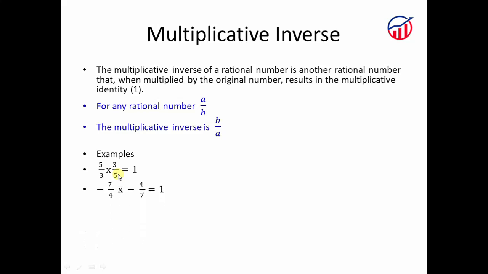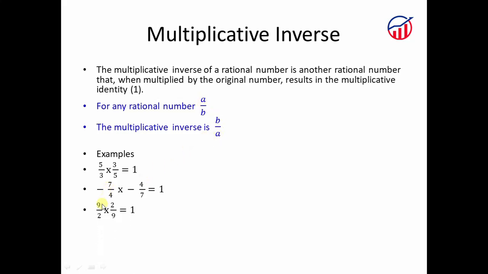Let's check out another example. Negative 7 upon 4, when you multiply by the inverse, that is negative 4 upon 7. Here the sign doesn't change, you just swap the numerator and the denominator, and that is the inverse. So 4 and 4 cancel, 7 and 7 cancel, and minus into minus will be plus. Irrespective of whether it's negative or positive, the multiplicative inverse will always be the inverse of the rational number. So if the rational number is a upon b, it will be b upon a.